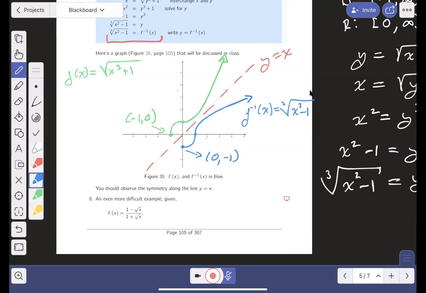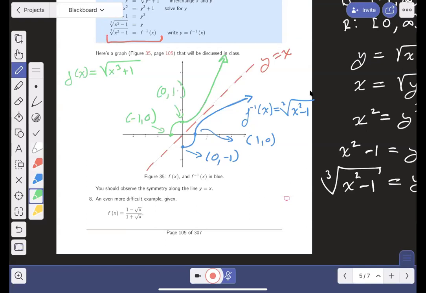Let's do the next point. What's this point over here? Well, that's going to be 1, 0. What's this point over here? It's 0, 1. I'm hoping you're seeing that's a reflection. The reflection of 1, 0 is 0, 1 through the line y equals x. It's a symmetry problem. All right, not so bad.